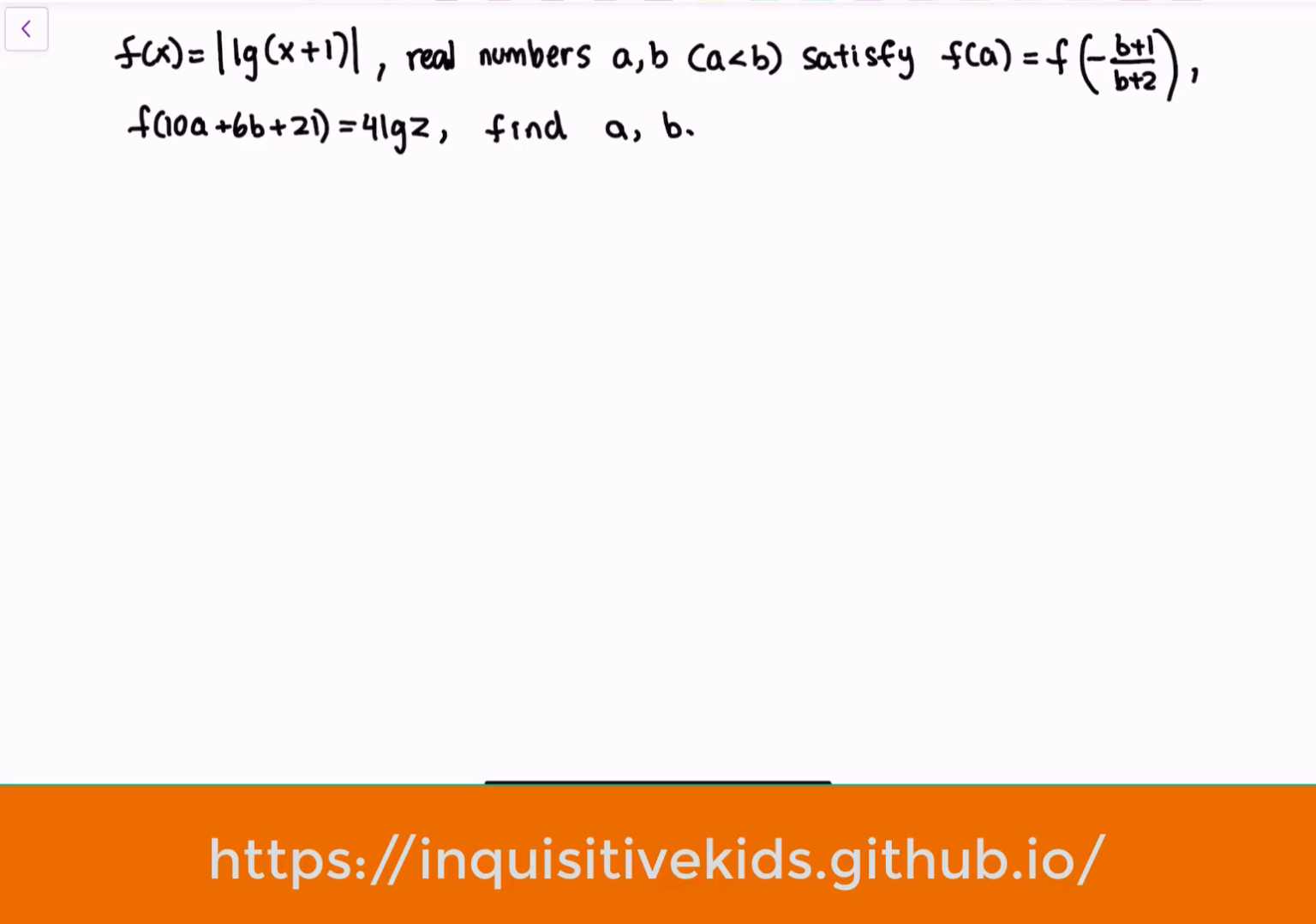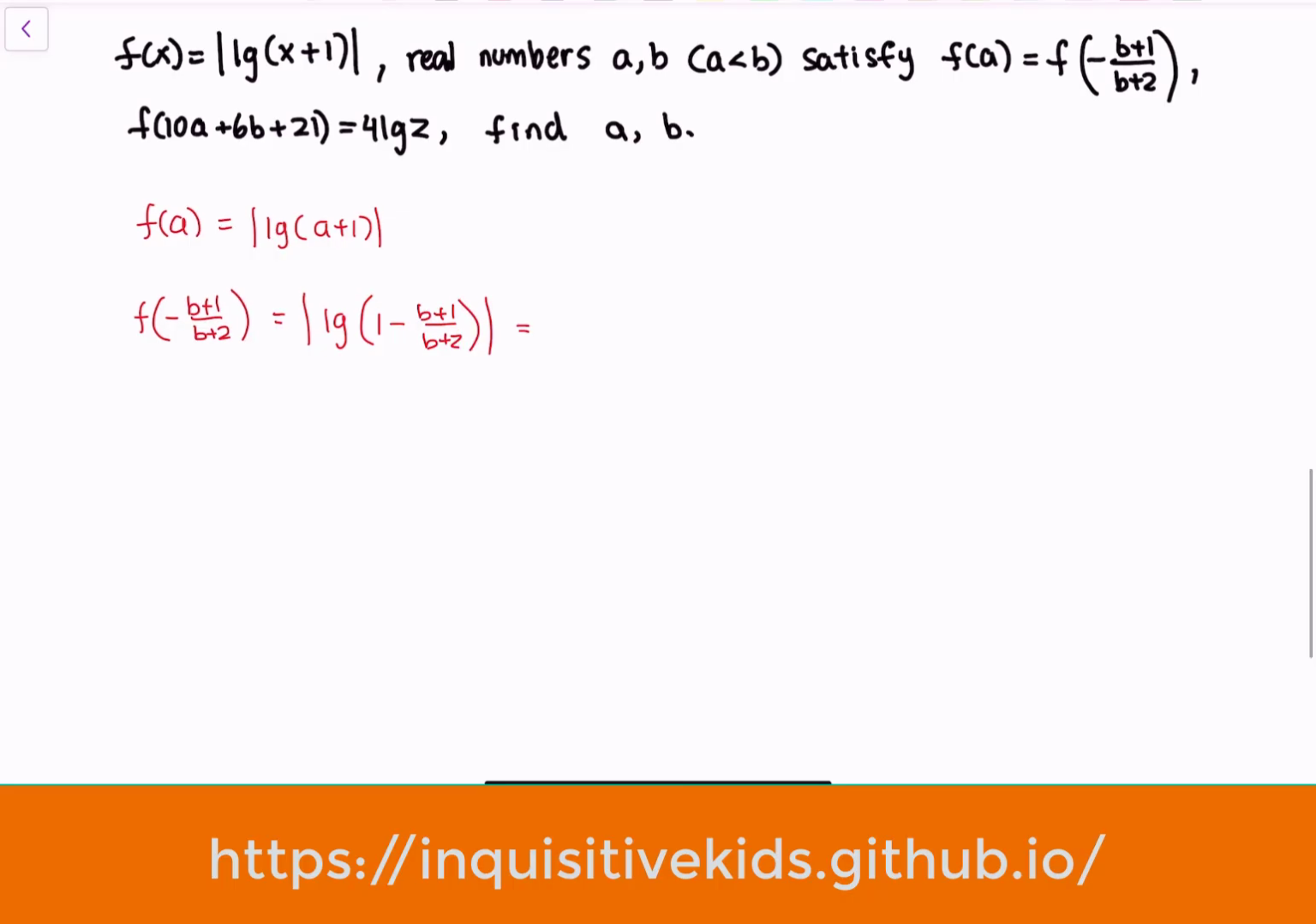So f of a would be equal to the absolute value of lg of a plus 1. f of negative b plus 1 over b plus 2 would be equal to the absolute value of lg of 1 minus b plus 1 over b plus 2. So when we further simplify, we get lg of 1 over b plus 2. And we are told that these two expressions are equal.